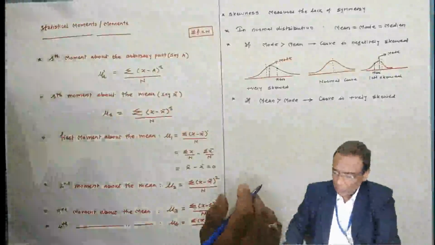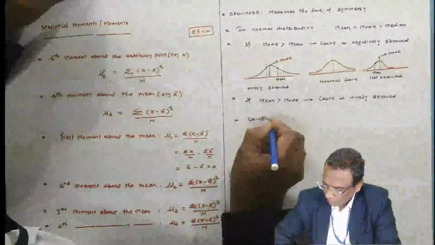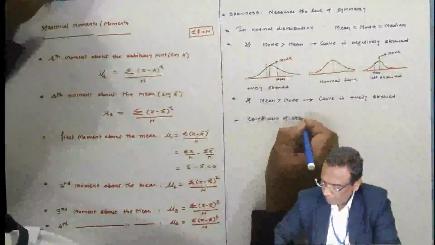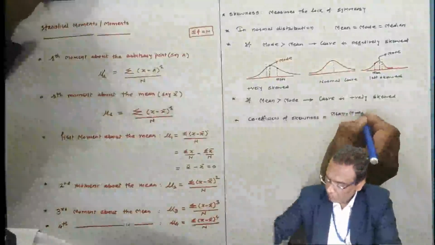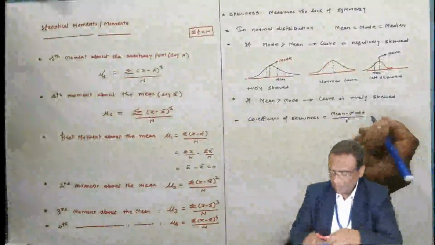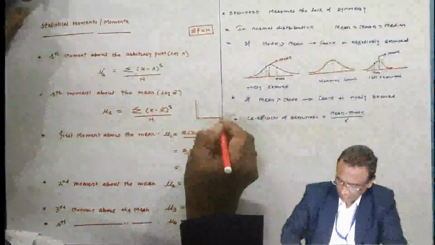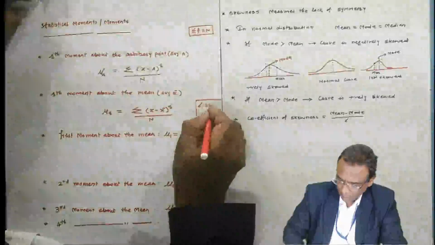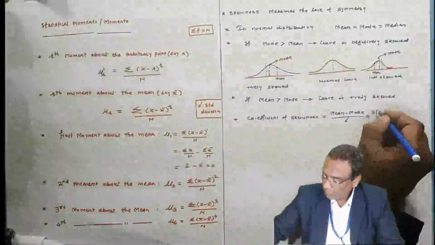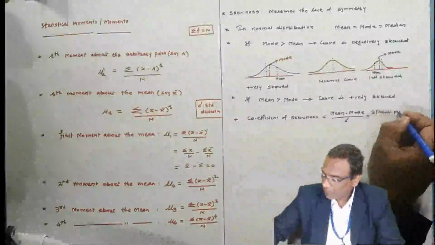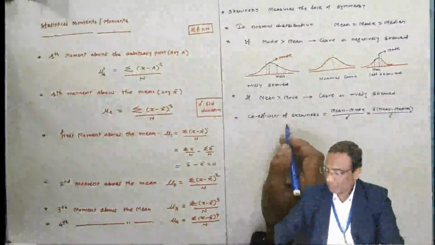Now the coefficient of skewness and kurtosis you can find out. Here is the formula for the coefficient of skewness: mean minus mode divided by standard deviation, where sigma is the standard deviation of the data. Or this formula can be replaced by 3 times (mean minus median) divided by standard deviation, sigma. The coefficient of skewness can be found out using this formula.